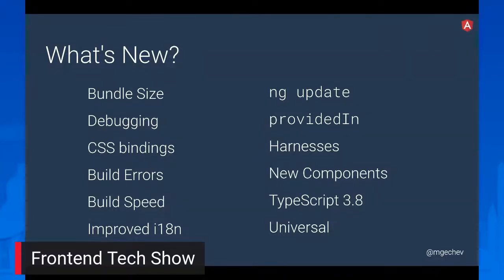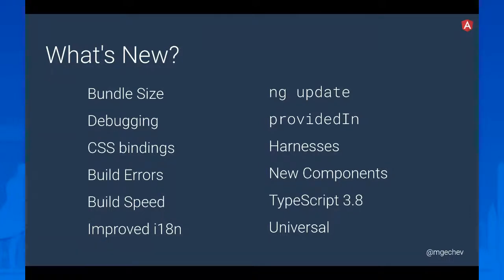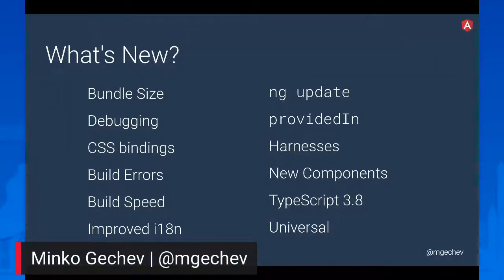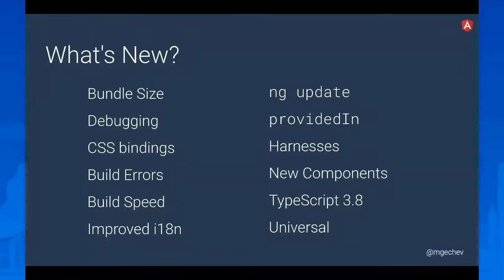We have better defined build errors. The build speed is much better with the new compiler that we shipped as part of version 9. We have improvements in the initialization that I'm going to talk about in detail in a bit. We updated to TypeScript 3.8. There are a lot of improvements in Universal harnesses and so much more.